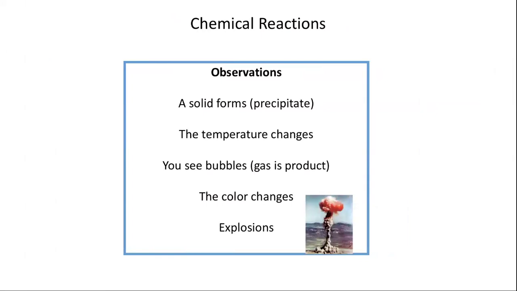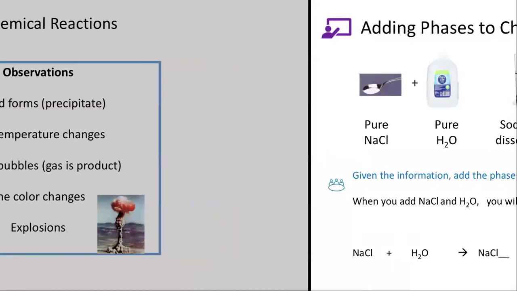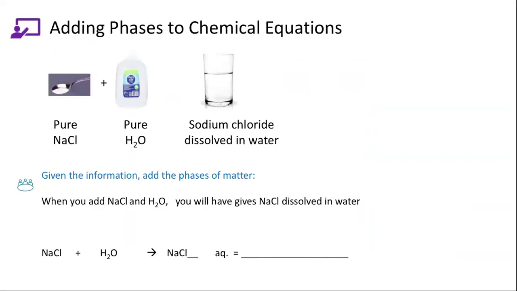So we're going to be doing chemical reactions in lab, and in chemical reactions, you might see a solid form, a temperature change, bubbles being made, color changes, or even explosions. Hopefully not in the lab. So these are things that we would see if there is a chemical reaction. One of the things that we need to talk about are the phases of a chemical reaction.